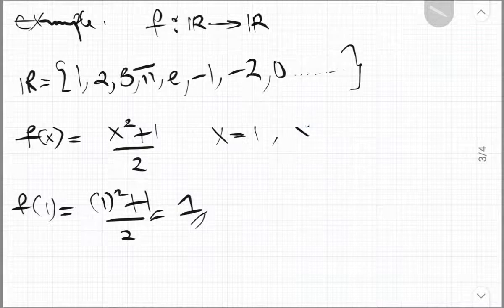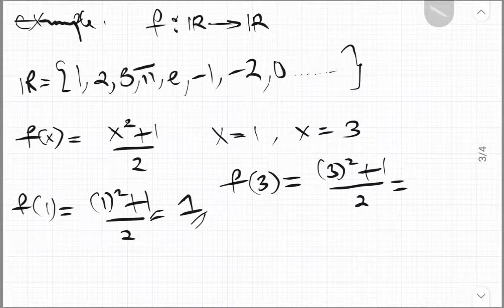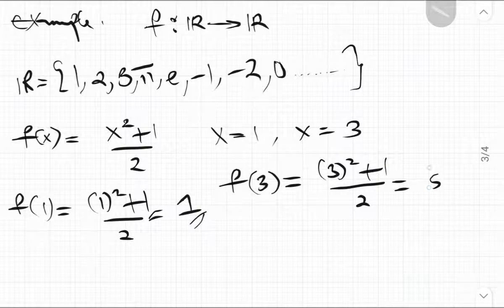Let's put in x equal to 3. So f of 3 will be equal to 3 squared plus 1 over 2. 3 squared is 9. 9 plus 1 is 10. 10 over 2 is 5. So for x equal to 3, we have f of 3 equal to 5.